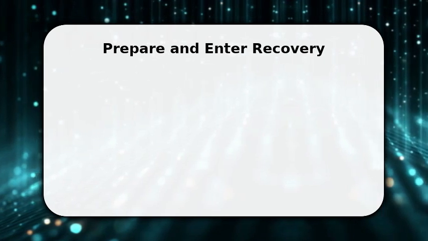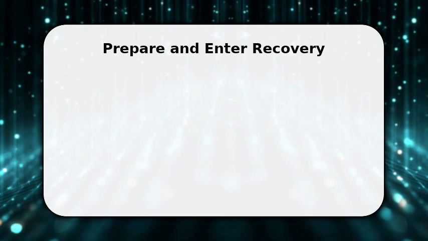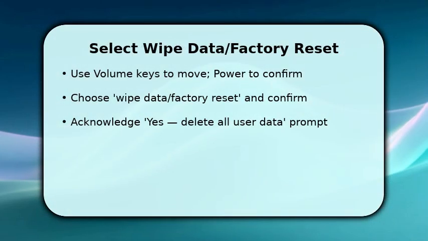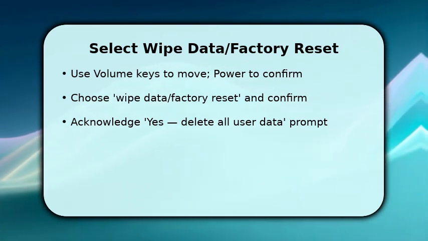You should reach the Android recovery menu. If you see normal boot, power off and repeat. Patience matters here because timing controls entry. Once in recovery, navigate with the volume keys and use power to confirm. This is how you safely choose options without touch controls.